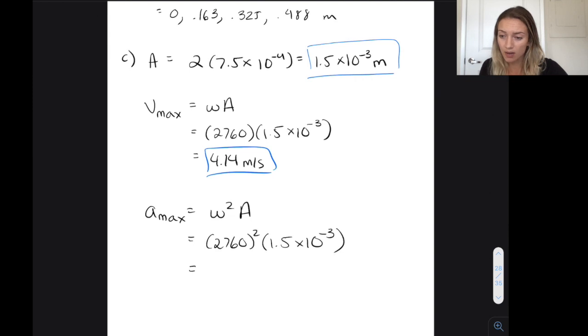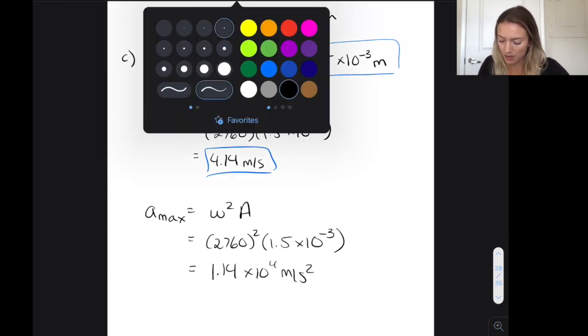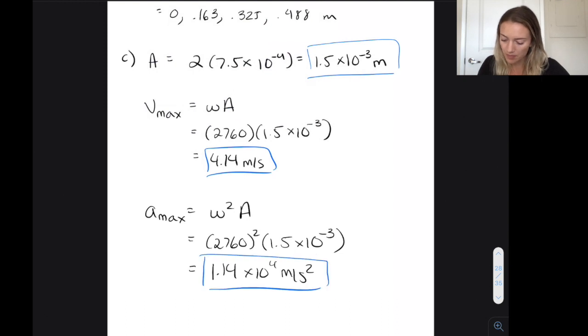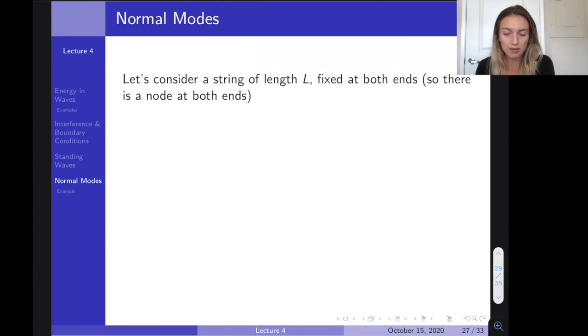And that comes out to 1.14 times 10 to the 4 meters per second squared. And that's our acceleration, okay? All right, so that's it for that problem. So now let's go on.